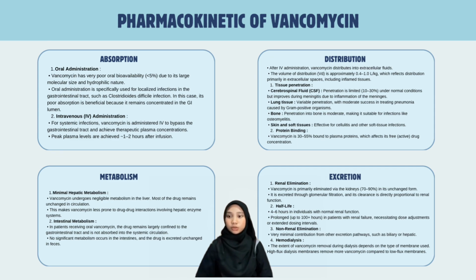Next is the lung tissue. Variable penetration with moderate success in treating pneumonia caused by gram-positive organisms. Next, in bone, penetration is moderate, making it suitable for infections like osteomyelitis. In skin and soft tissues, effective for cellulitis and other soft tissue infections. Second is protein binding. Vancomycin is 30 to 55% bound to plasma proteins, which affects its free drug concentration.